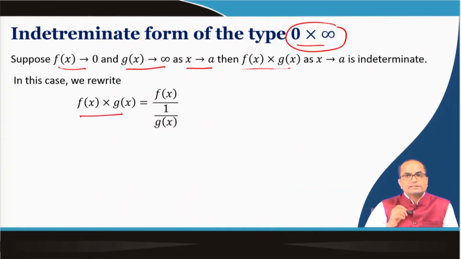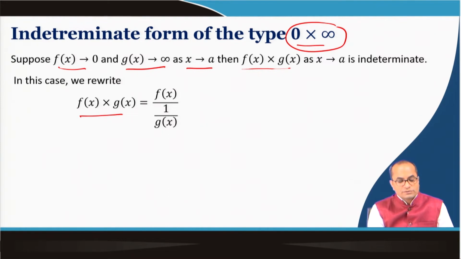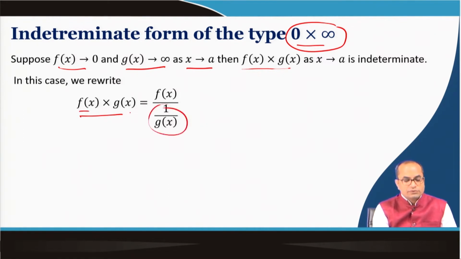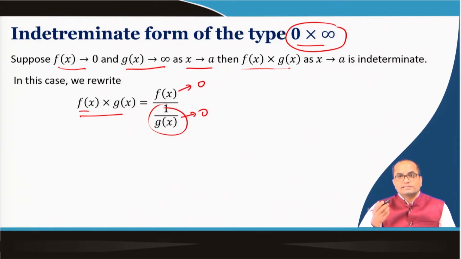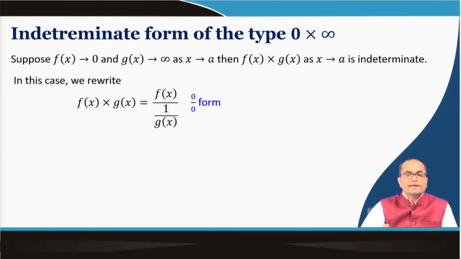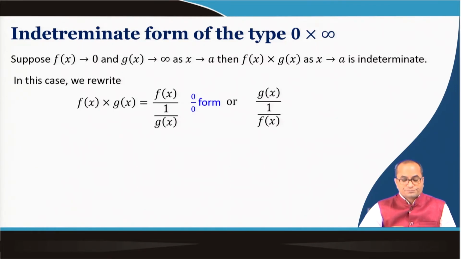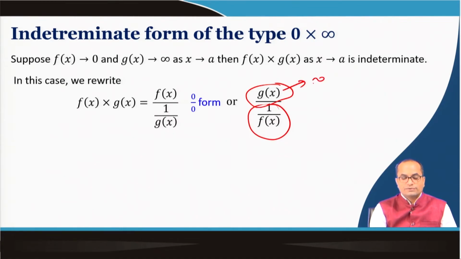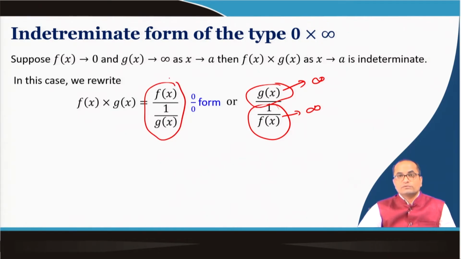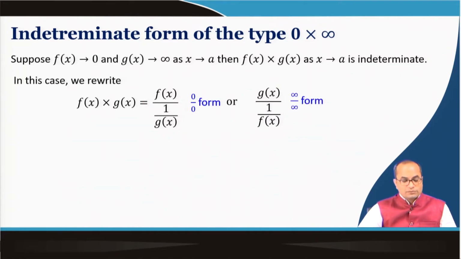If for instance we write f(x) into g(x) in this form, f(x) divided by 1 over g(x), then what will be the situation here? This f(x) goes to 0 and this g(x) was going to infinity, so 1 over g(x) is also going to 0. So we have again the case like 0 by 0 form, which we know how to handle using the L'Hopital rule. Or we can also rewrite it like g(x) divided by 1 over f(x). Here g(x) is going to infinity and 1 over f(x) will also go to infinity. So we can convert to one of these situations, either f(x) over 1 over g(x) or g(x) over 1 over f(x), and in both cases we can handle the situation using the L'Hopital rule.